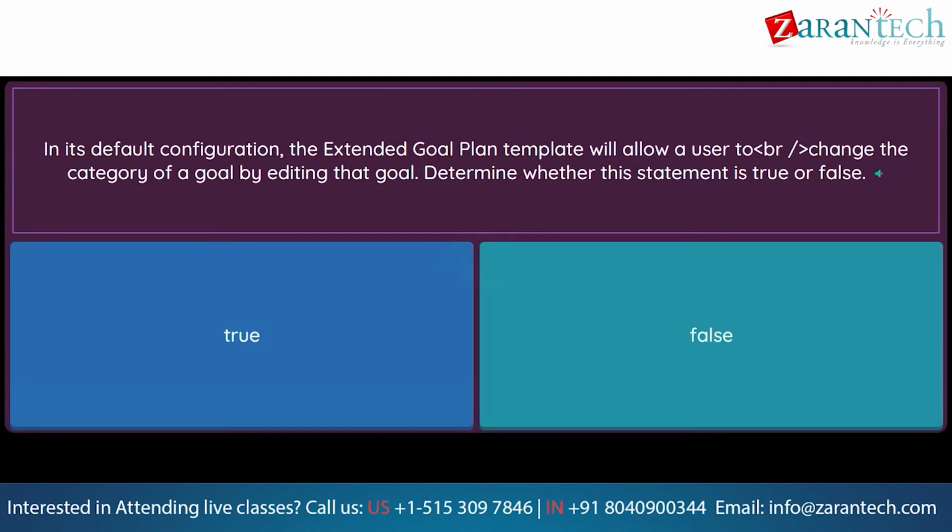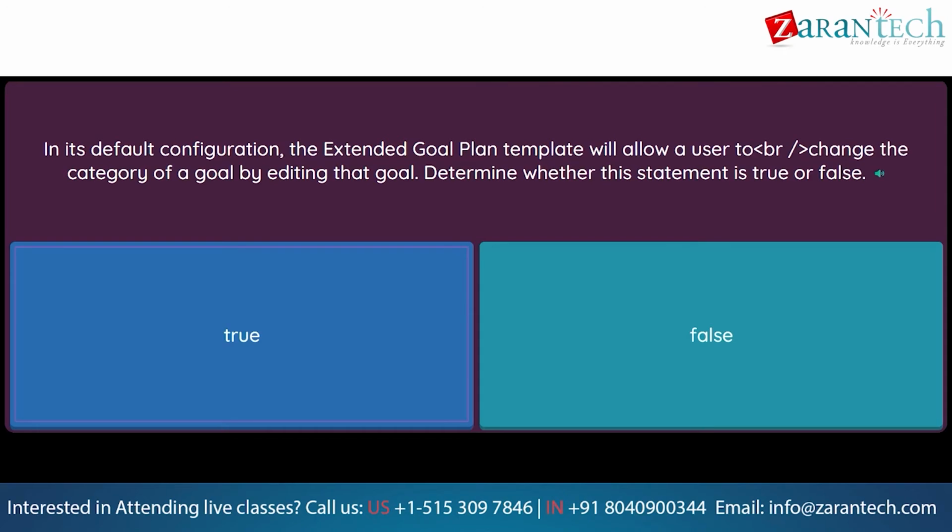Question: in its default configuration, the extended goal plan template will allow a user to change the category of a goal by editing that goal. Determine whether the statement is true or false. Option 1 true. Option 2 false.